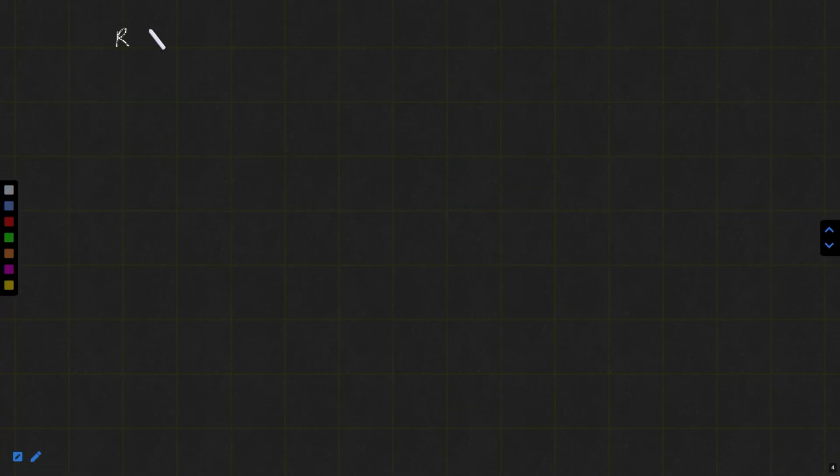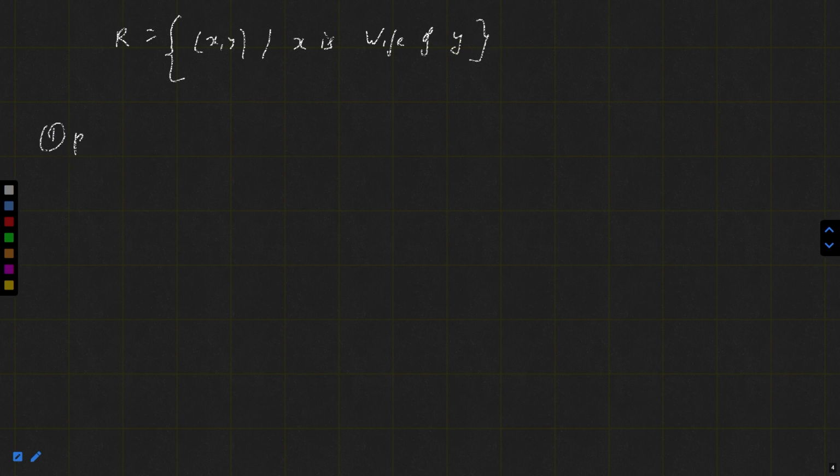So R is the set of pairs (x, y) such that x is the wife of y. What does this mean? For a reflexive relation, (x, x) must belong to R. This means x is the wife of x. Is this going to happen?